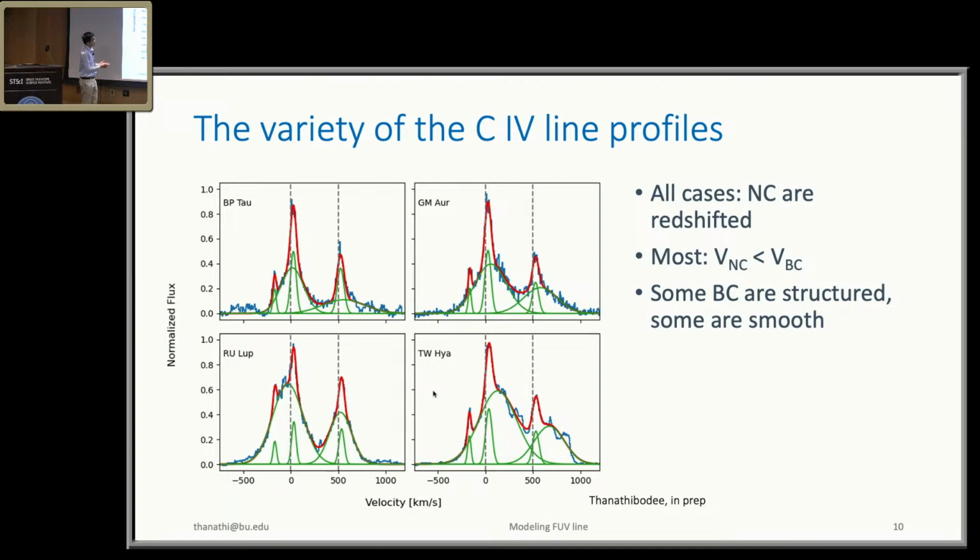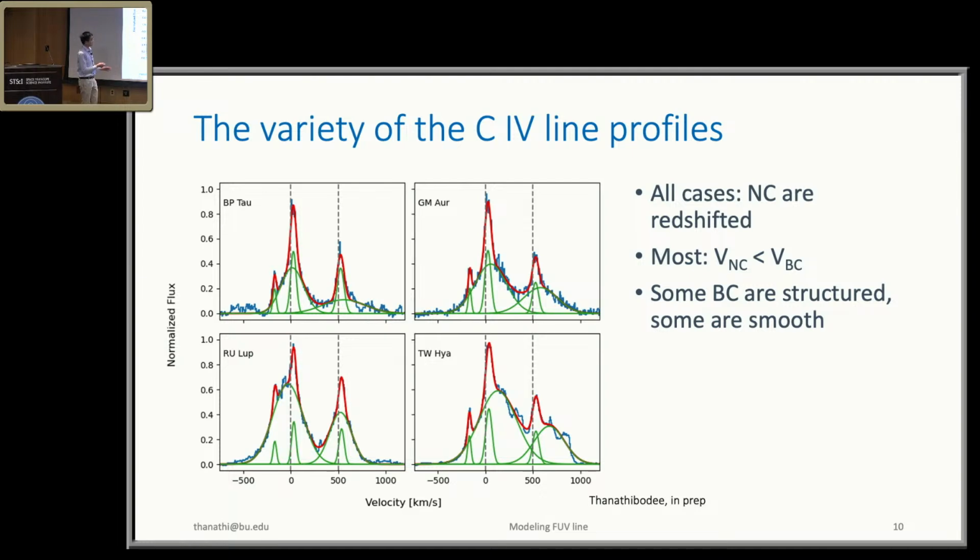In most of the cases, or I would say all cases, the narrow components are redshifted. So the dashed line here is the line center, and the narrow component is redshifted for all of these. These are the 4 monitoring target stars, and I just picked one epoch out of many. Most of these stars have the narrow component peak velocity lower than the broad component. So GM Orionis here and BP Tau. It's clearer at the right side here.